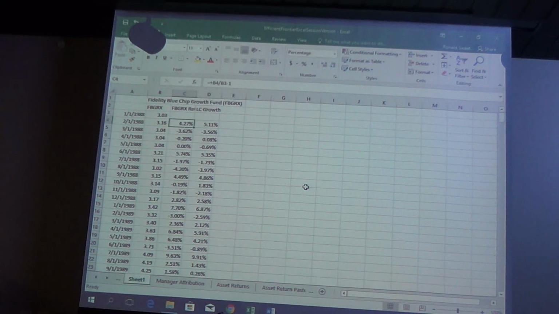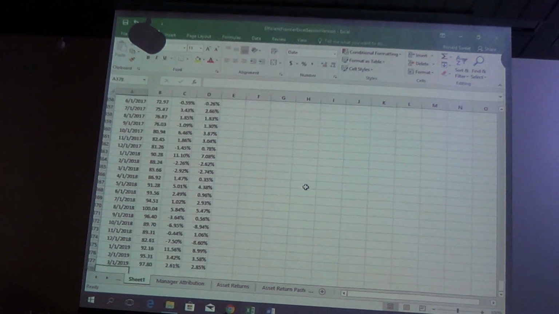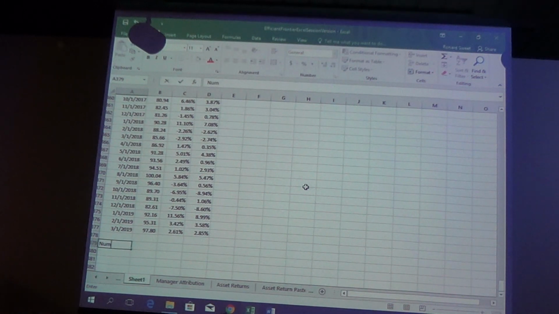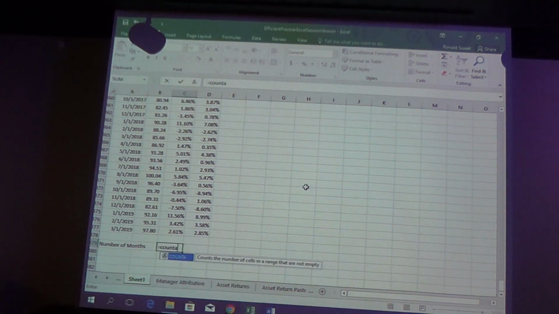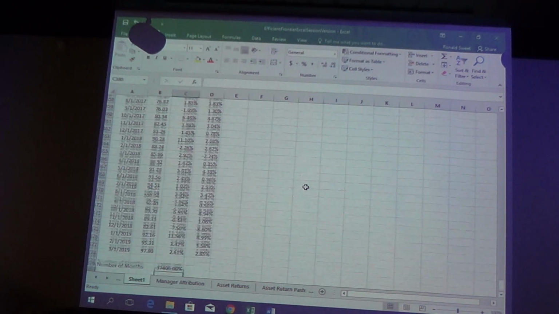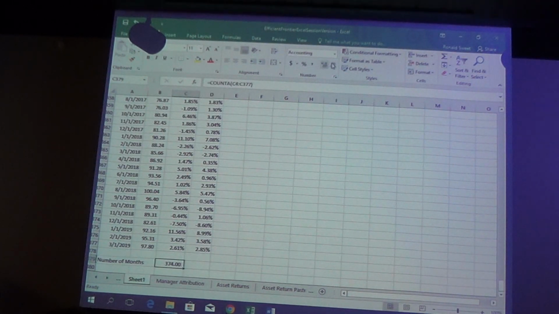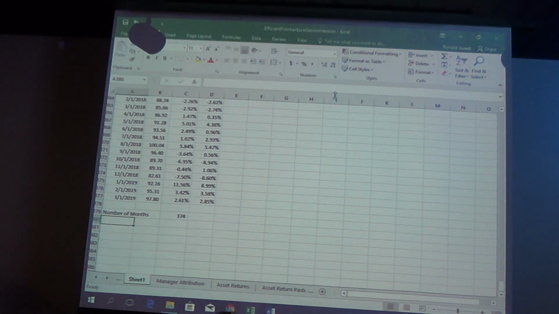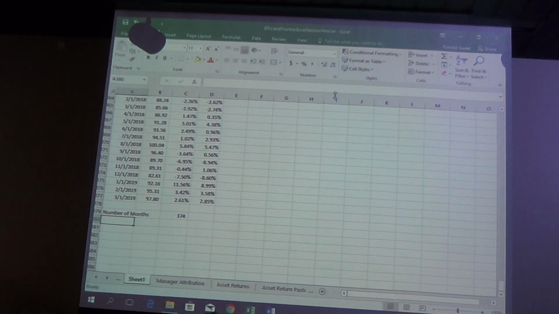So now I've got the return for the Fidelity fund and the returns for the growth index. I'm going to come down to the bottom and put up a few pieces of information. First, I'm going to figure out how many months there are. So I'm going to do equals COUNTA of all those months. There are 374 months. We're going to need that for calculating some geometric averages.